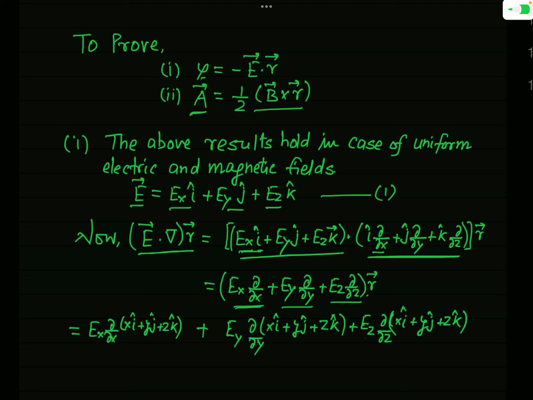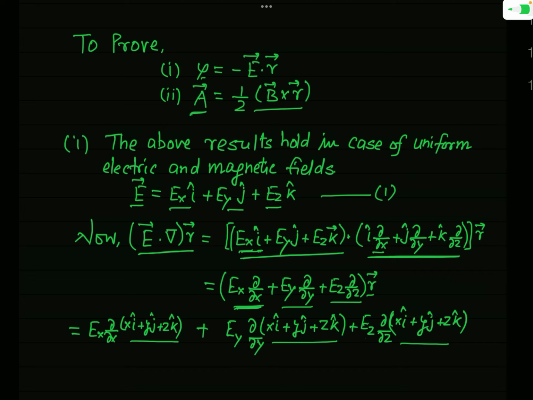Now, this position vector R is simply equal to x i plus y j plus z k. Now operate this operator on this vector R. So the first term will be Ex del R by del x, but instead of R, I have written here x i plus y j plus z k. Similarly, in the second term, you will have Ey del R by del y, and again instead of R, I have written x i plus y j plus z k. Similarly, you can write the third term.